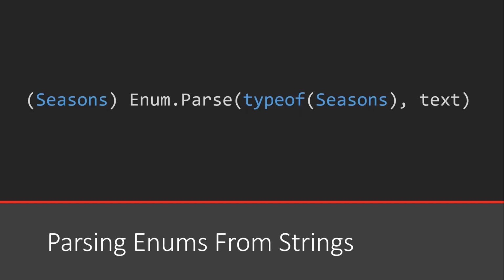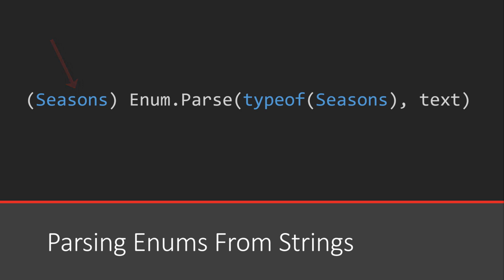When we parse an enum from a string, we use the static parse method on the System.Enum type. It's one of the older methods in the system libraries and hasn't seen much change since the early days of .NET. So it isn't using generics. Instead, we're passing in the type we want to parse. The typeof method will provide the information for the Seasons enum to the method. Then we're passing in the text, and the type that it returns is just an object. So we'll have to cast it as our enum.